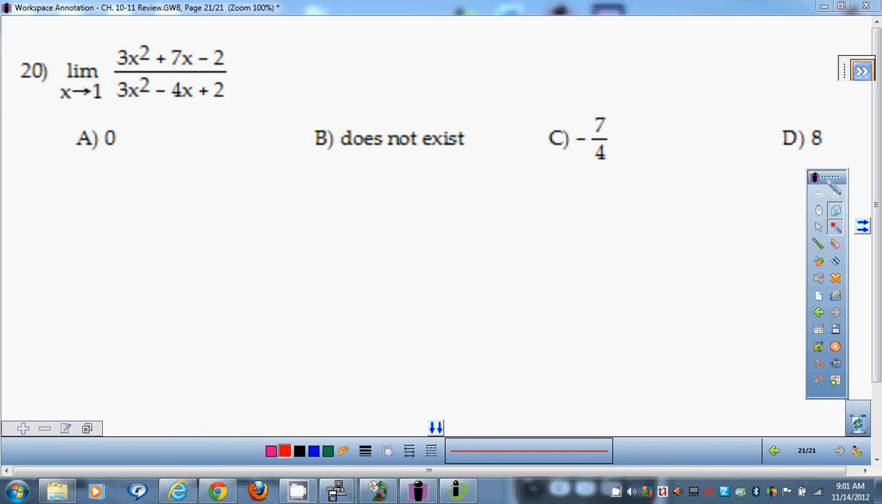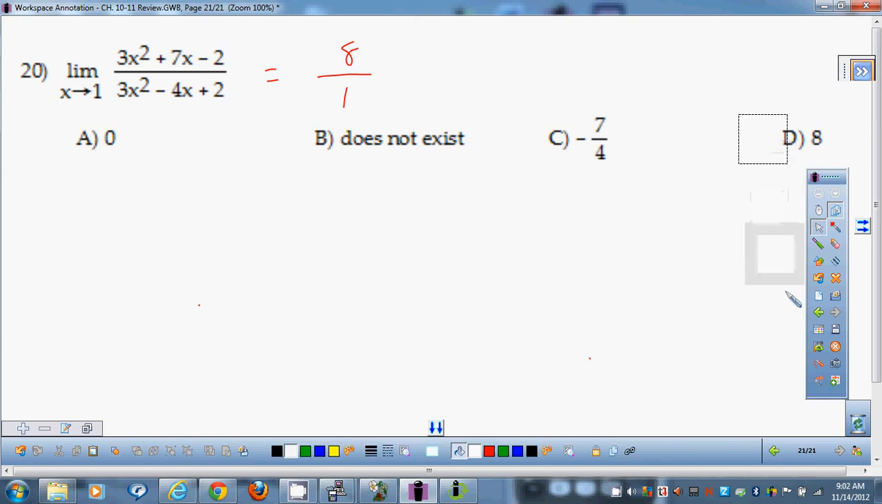Okay. Number 20. Same thing. Plug it in. You get 8 over 3 minus 4 plus 2, which is positive 1. I don't know where I got negative. What's 8 over 1? Okay. D.